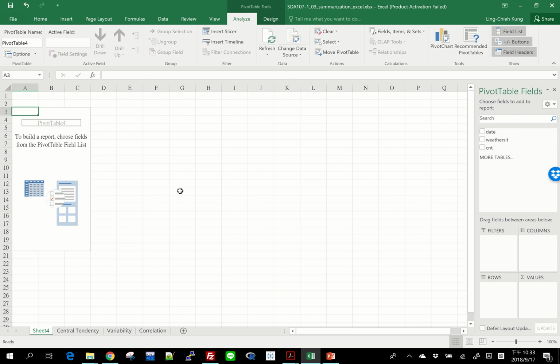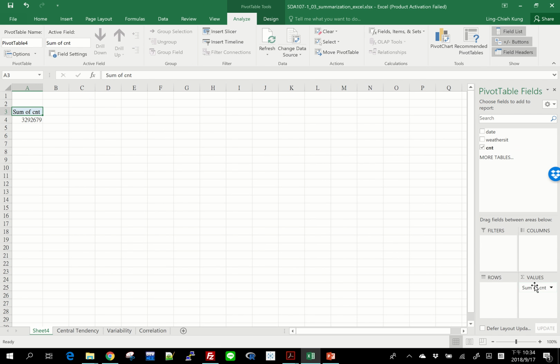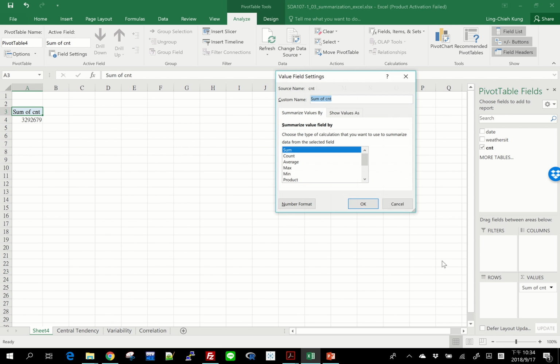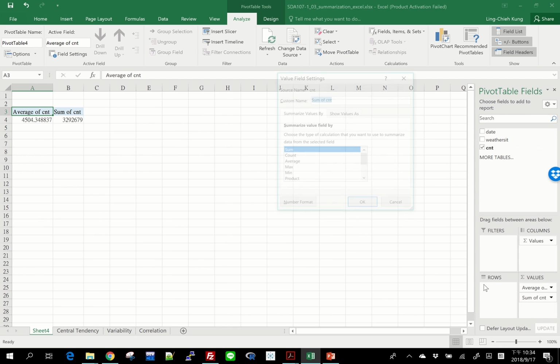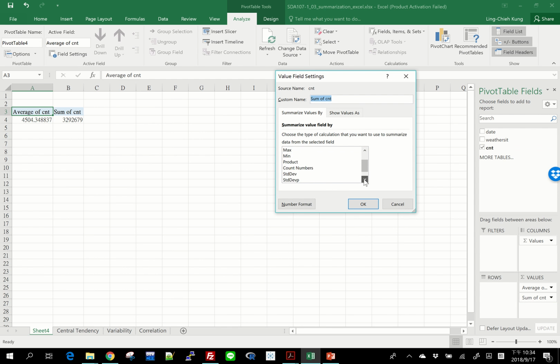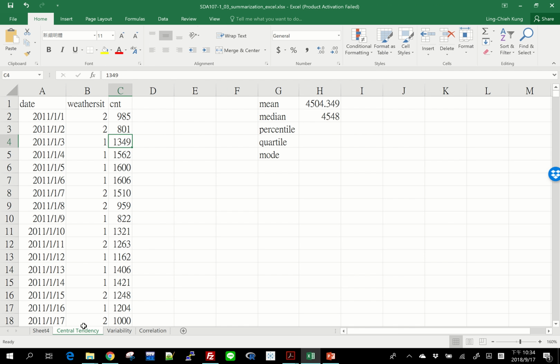Regarding median and mean, don't forget that we have that pivot table. So for example, here, we do a pivot table and we get CNT directly. We can get sum, and of course, we may also get average. 4,504. Or if you want, you may select something else. Unfortunately, here there is no median. So for Excel, if you want to get median, you just cannot use pivot table because it does not support it.